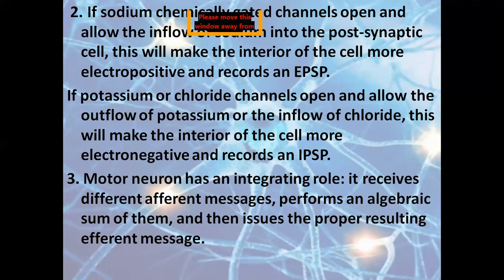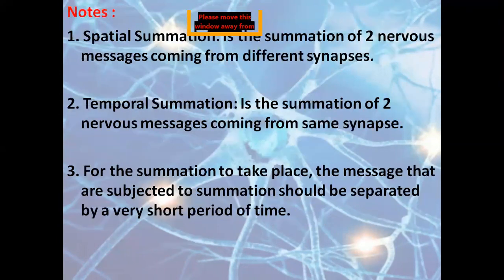Motor neuron, what is the role of the motor neuron? It has an integrating role. What does it do? Either it receives different afferents and does algebraic summation and gives one efferent message. This is the role of the motor neuron. It receives many messages, adds them, and gives only one efferent message, one motor message, one response. So these notes are very important.